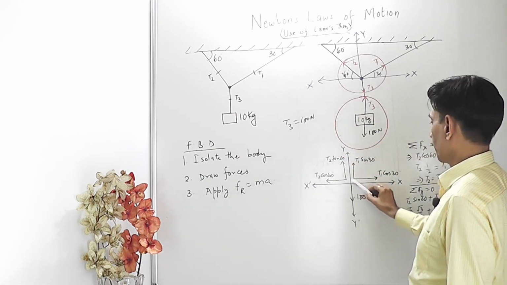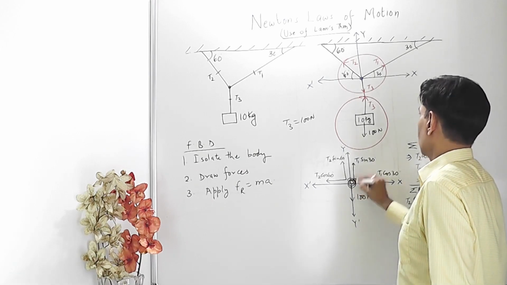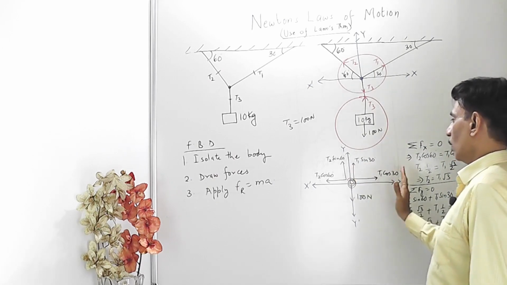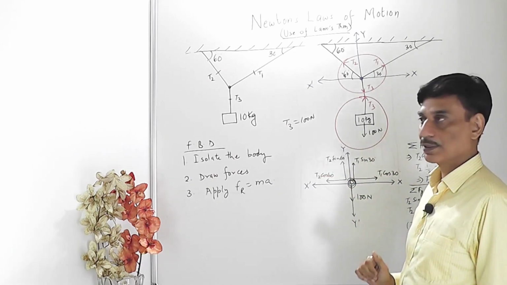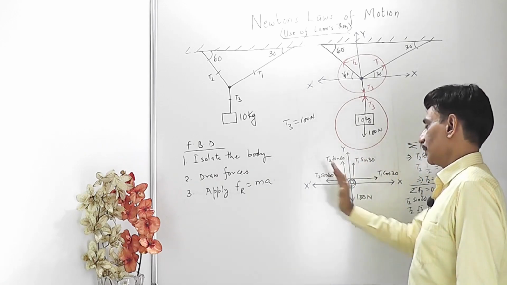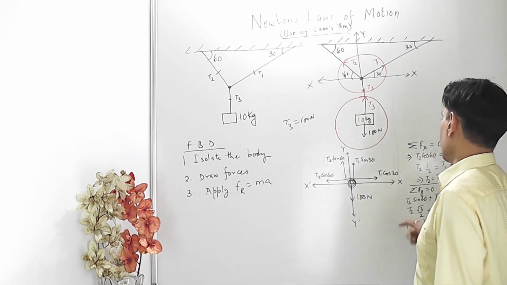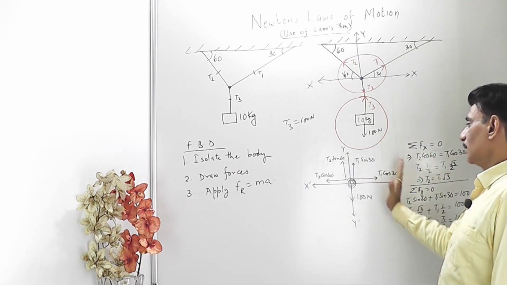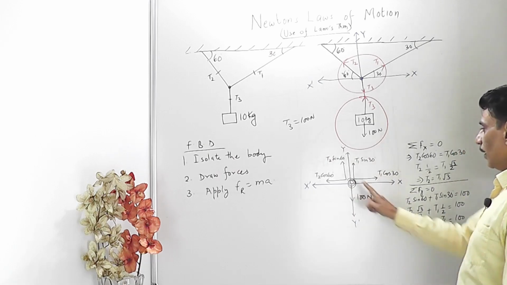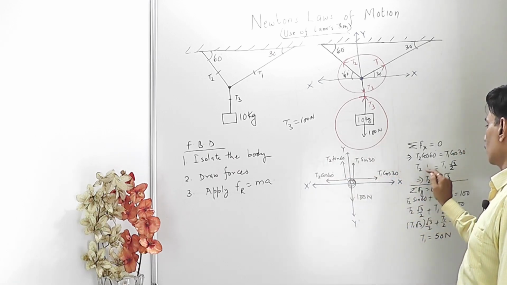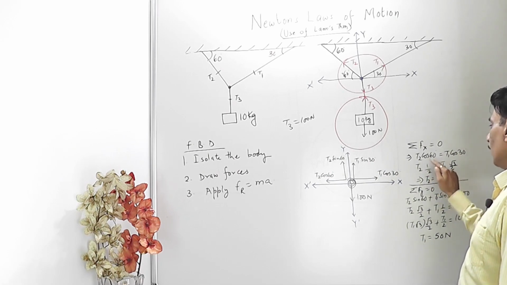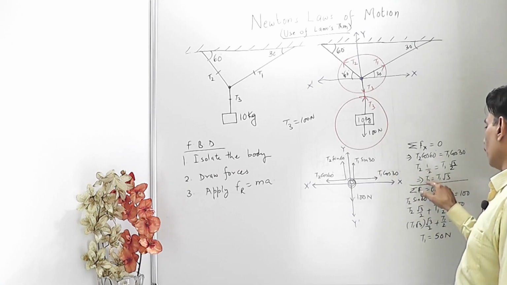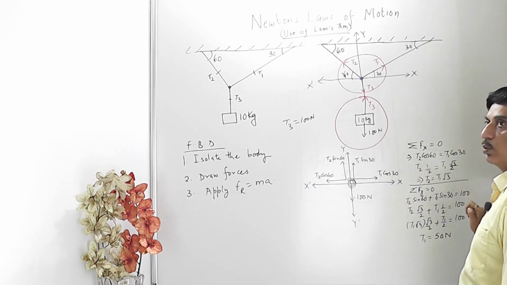Now this knot is stationary. It means it is neither moving along the x-axis nor along the y-axis. It means the forces are balanced along the x-axis also, and along the y-axis also. We can say the summation of forces, the net force along the x-axis, is equal to 0. It means this side forces have to be equal to this side forces. So T2 cos 60 is equal to T1 cos 30. We can put the values. Cos 60 is 1 by 2, cos 30 is root 3 by 2, and from here we get the relationship T2 is equal to T1 into root 3.